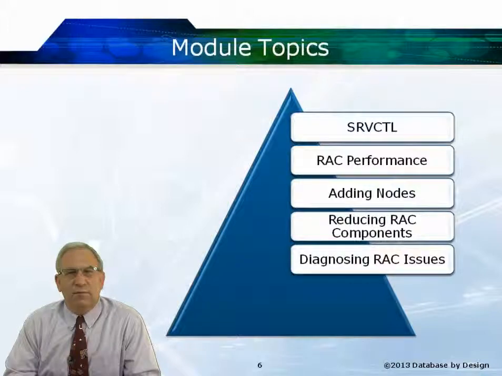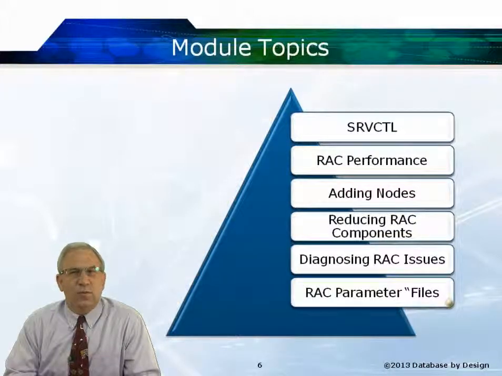And then again, we'll talk about diagnosing RAC issues. With this, we're going to be using the utility CRSCTL. Server control is a utility that you're going to use to start and stop RAC components. CRSCTL would be a utility that you can use to start and stop the cluster components, as well as get information about their availability.